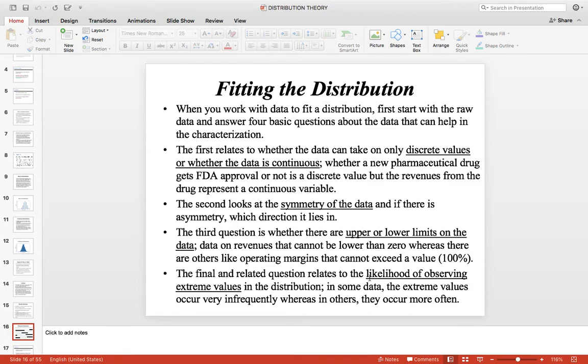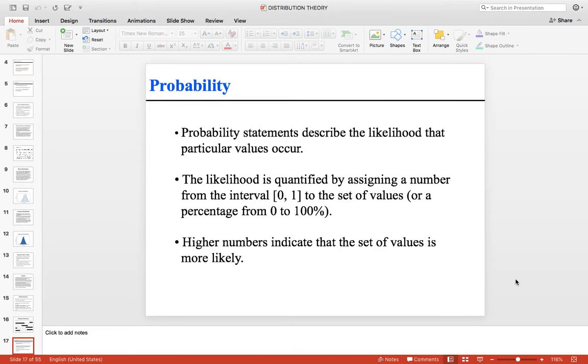The final and related question relates to the likelihood of observing extreme values in the distribution. In some data, extreme values occur very infrequently, whereas in others they occur very frequently. So extreme values are very important, particularly when you're doing modeling of risk. For instance, when you're studying the stock market, in the future you will definitely have a period like the one we are now experiencing, coronavirus, where the index fell from 12,000 all the way down to 8,500 to 8,800. Now, this is definitely an extreme value, which you will come to know as you go later on in life and when you study this.